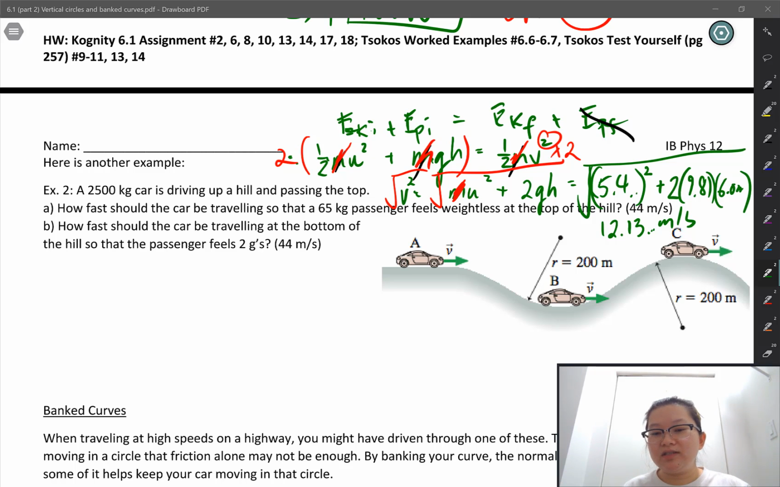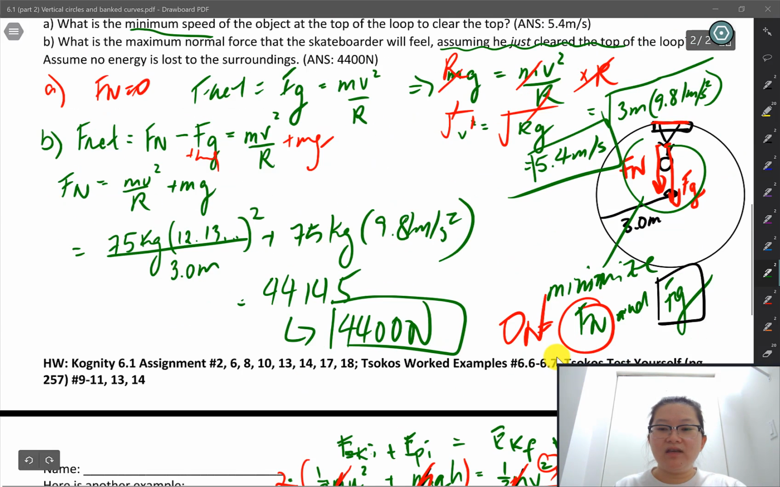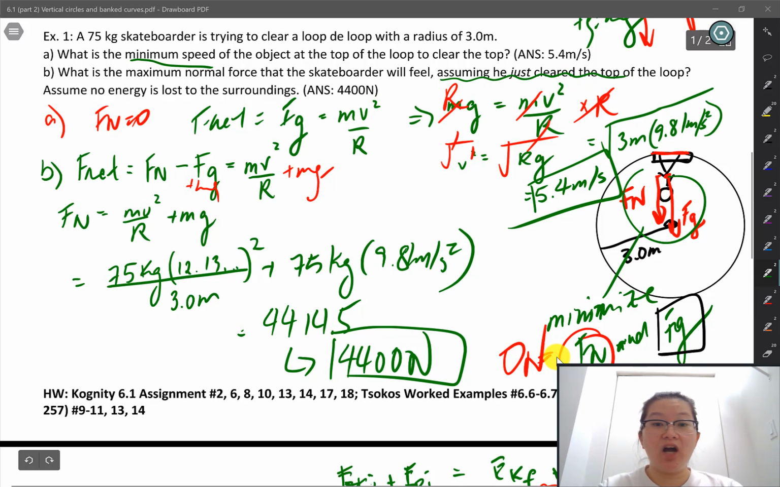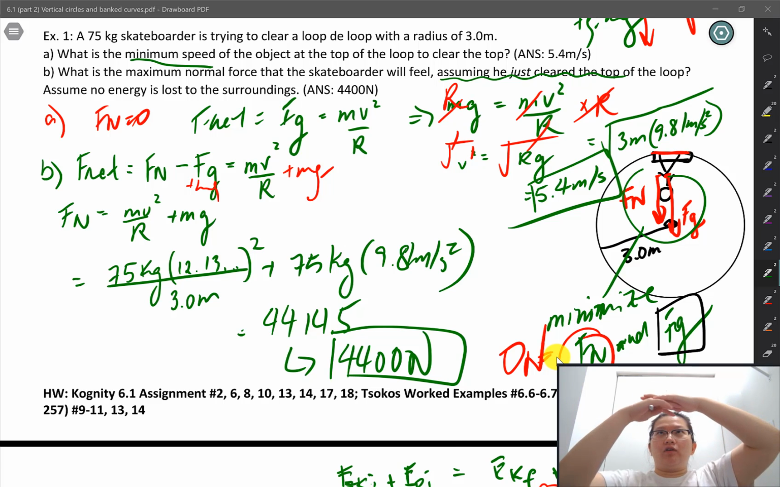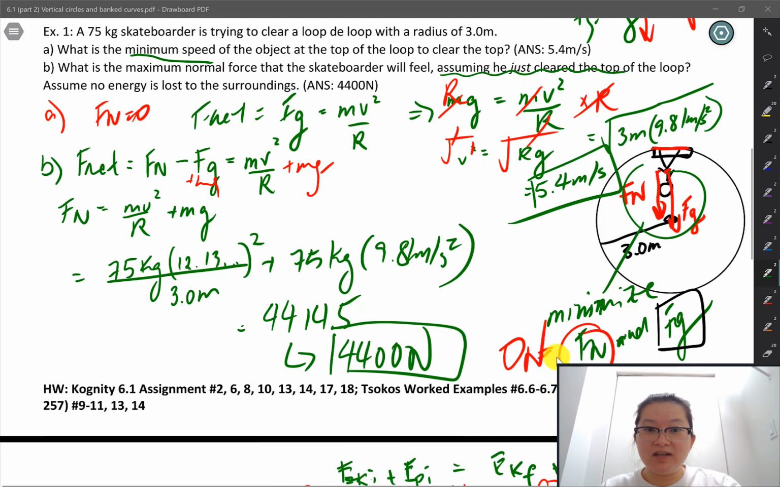So in this case, notice that it might be a little bit different, because where your object is in relation to the circle might affect which direction the forces are pointing, especially the normal force. Take a look at the previous example with the skateboarder. When the skateboarder was at the top of the circle, he's going underneath the circle, which means that he's going to feel the normal force up against his feet, which points towards the center of the circle.